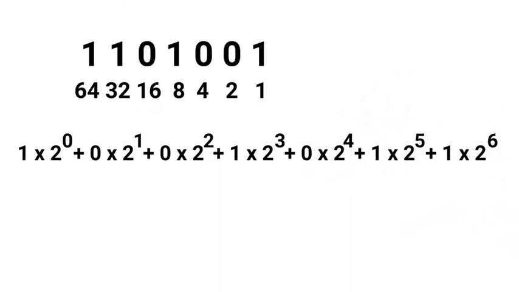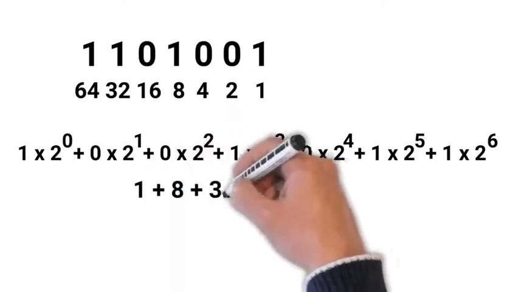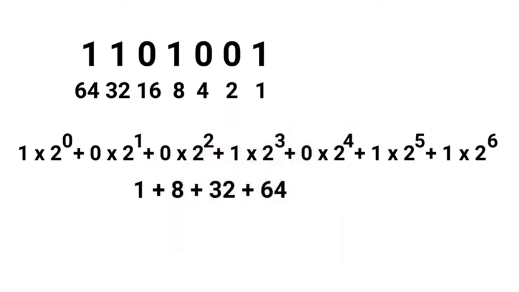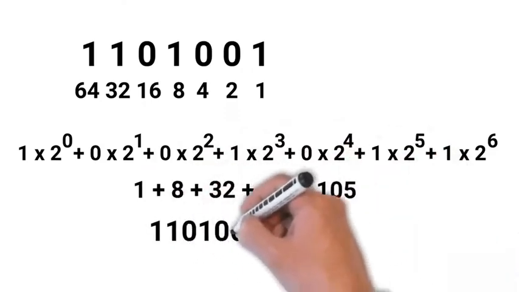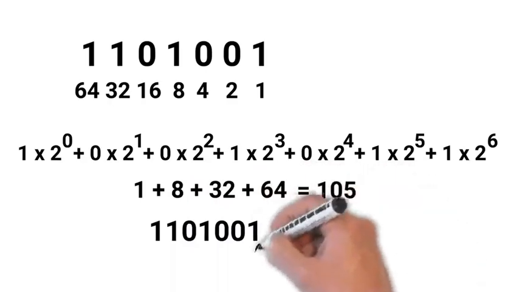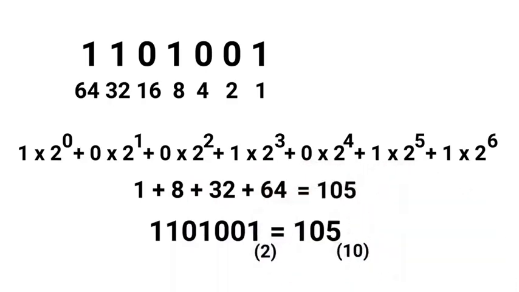If we simplify, we get 1 plus 8 plus 32 plus 64. The sum of those numbers equals 105. So the number 1101001 in binary corresponds to 105 in decimal. We can see that for writing the same number in binary, we need more digits.